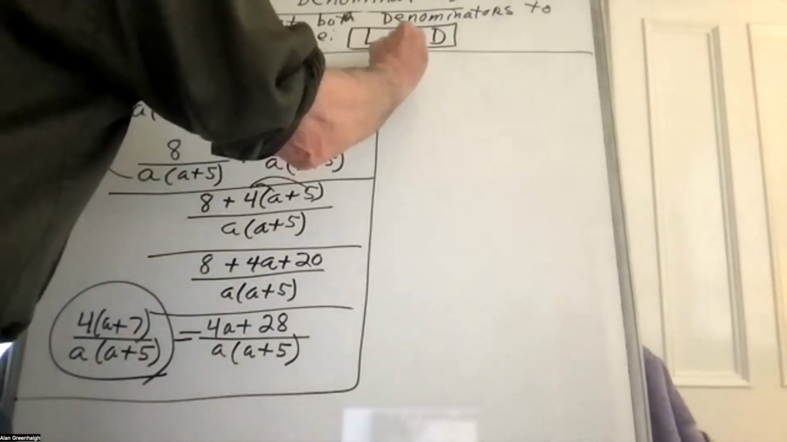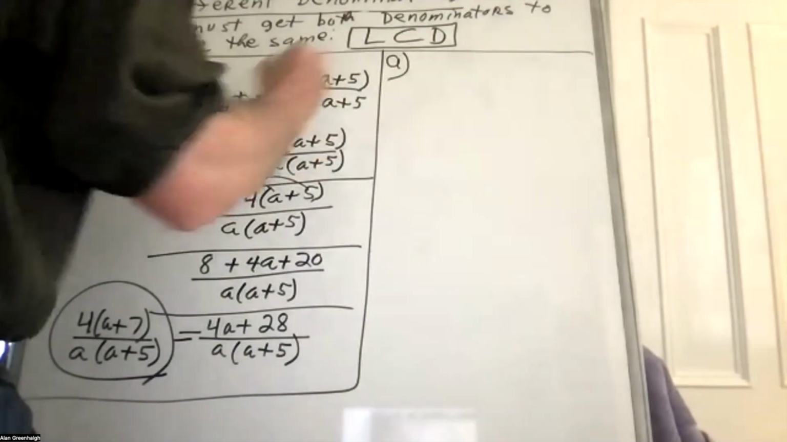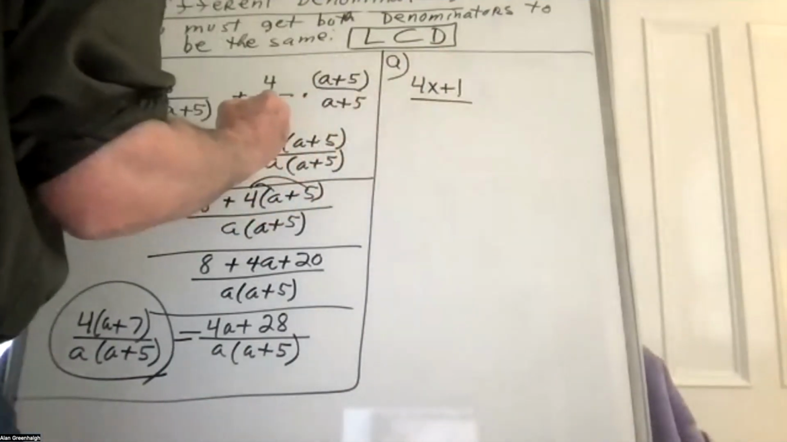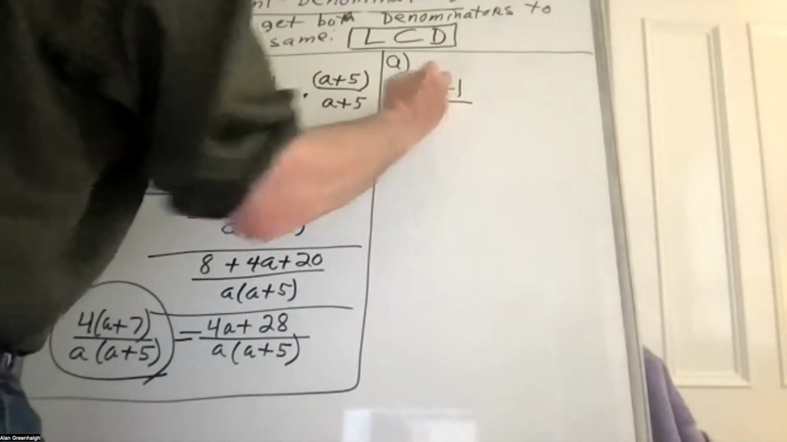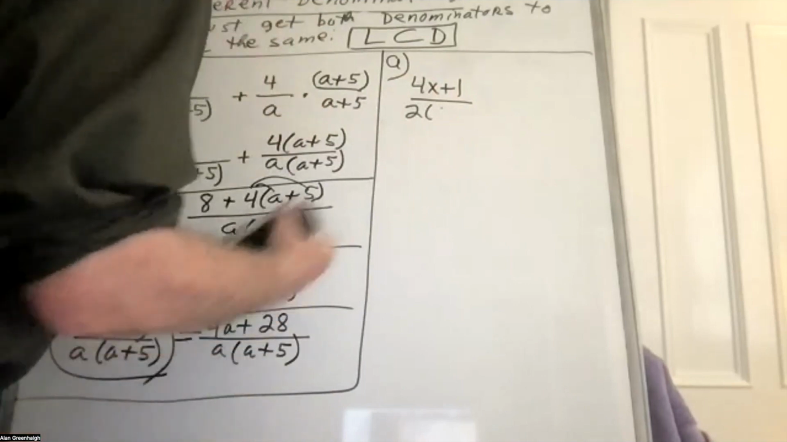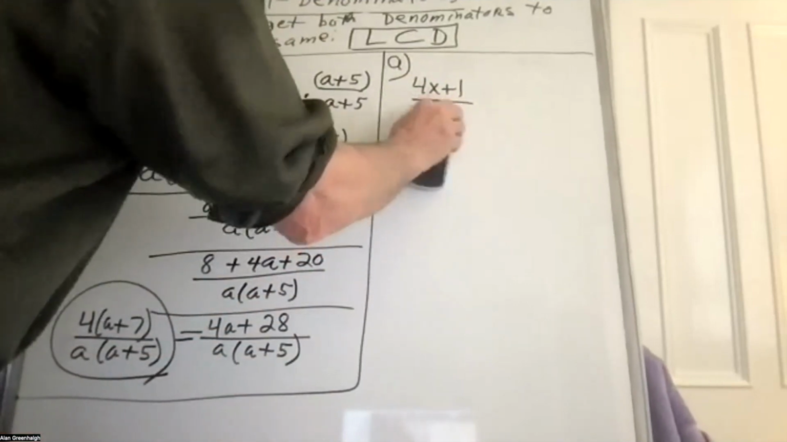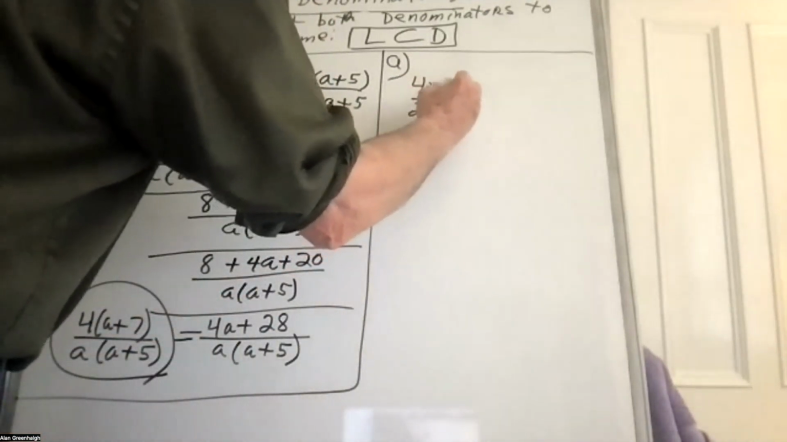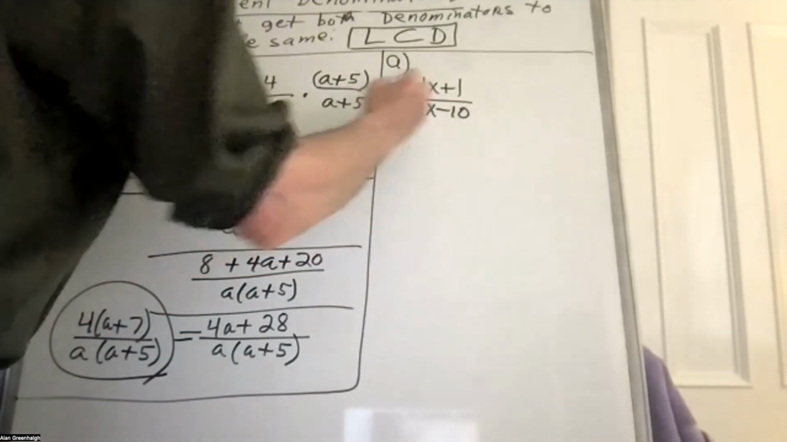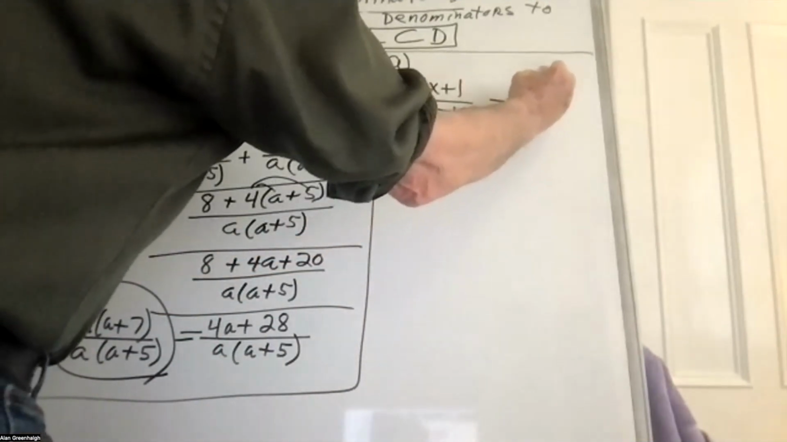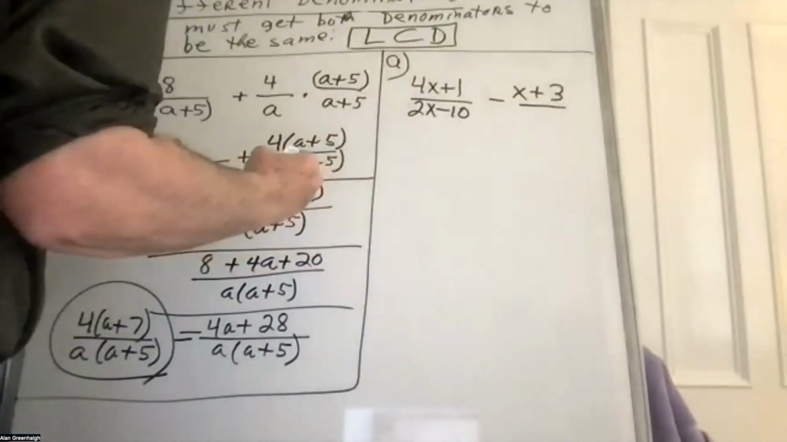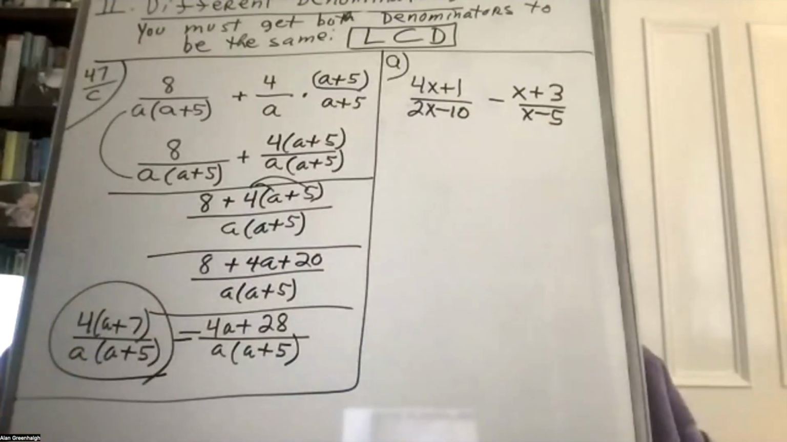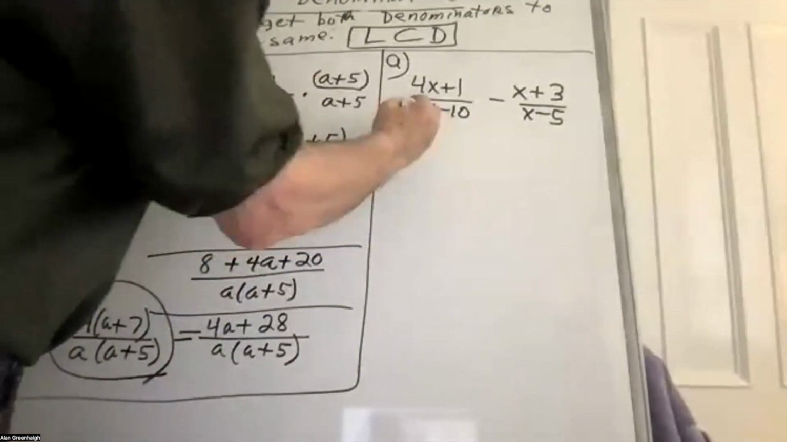Problem A. I know we're going from C to A, but I like problem A. 4x plus 1 over 2x minus 10, minus x plus 3 over x minus 5. Okay, do that problem, please.